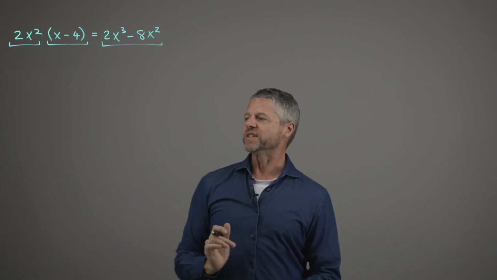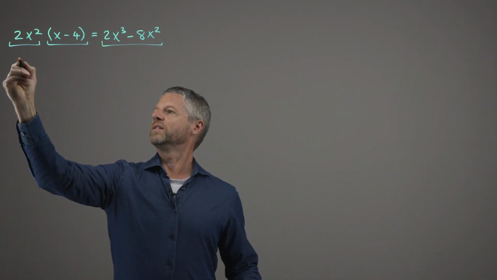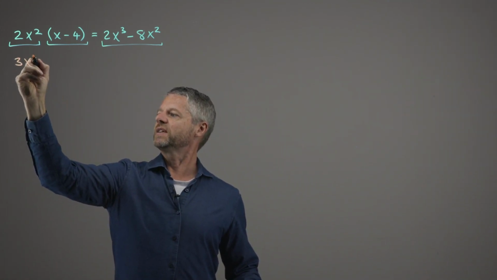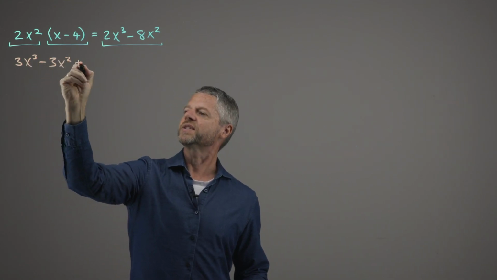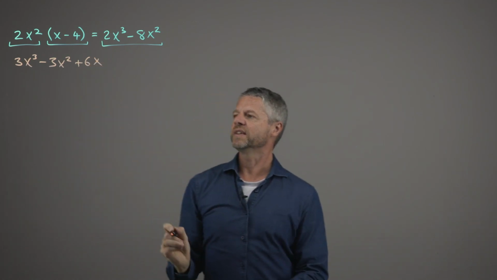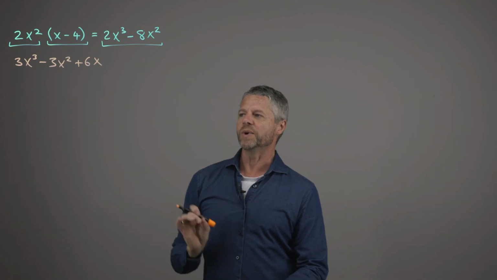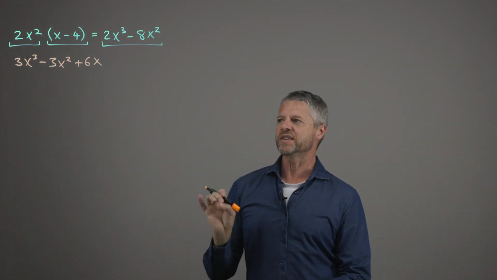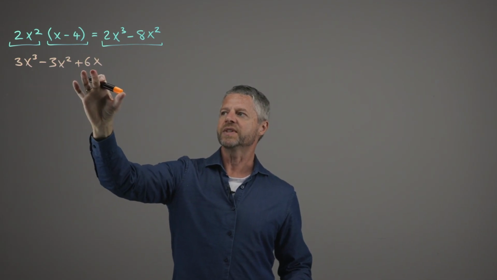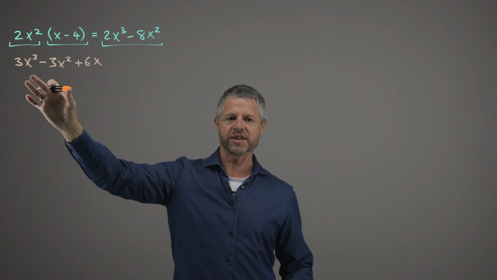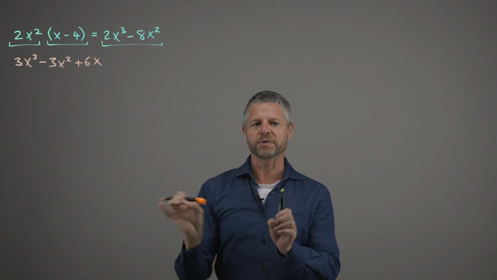As another example, let's do 3x cubed minus 3x squared plus 6x. And let's try and factor that polynomial. What we're looking for is a common factor for each of the terms, so that we can pull out that factor and separate it.